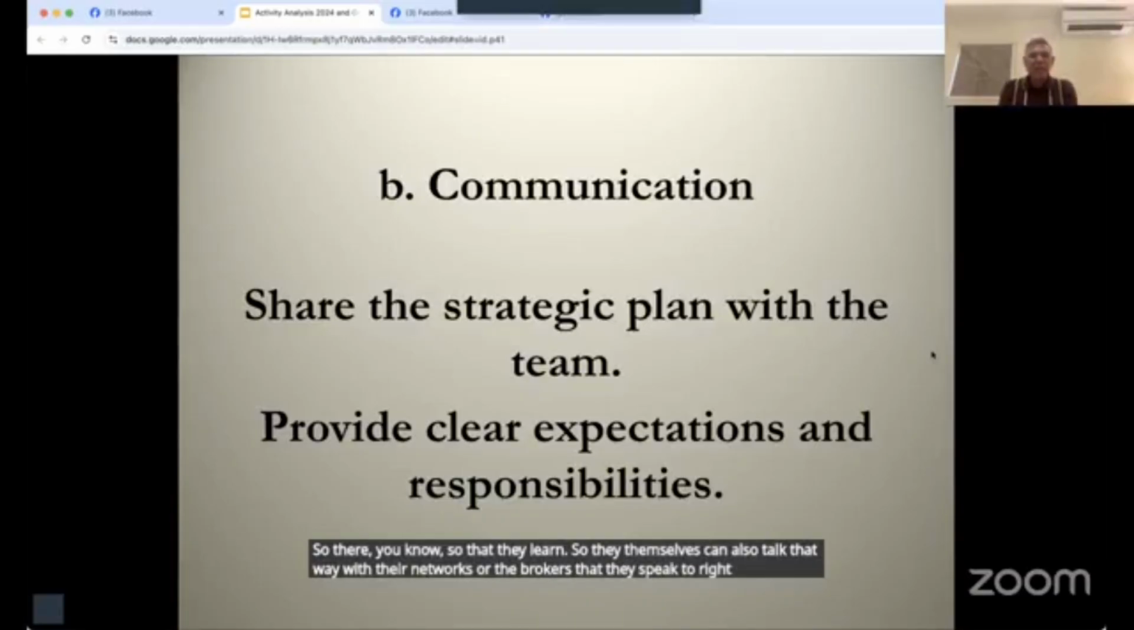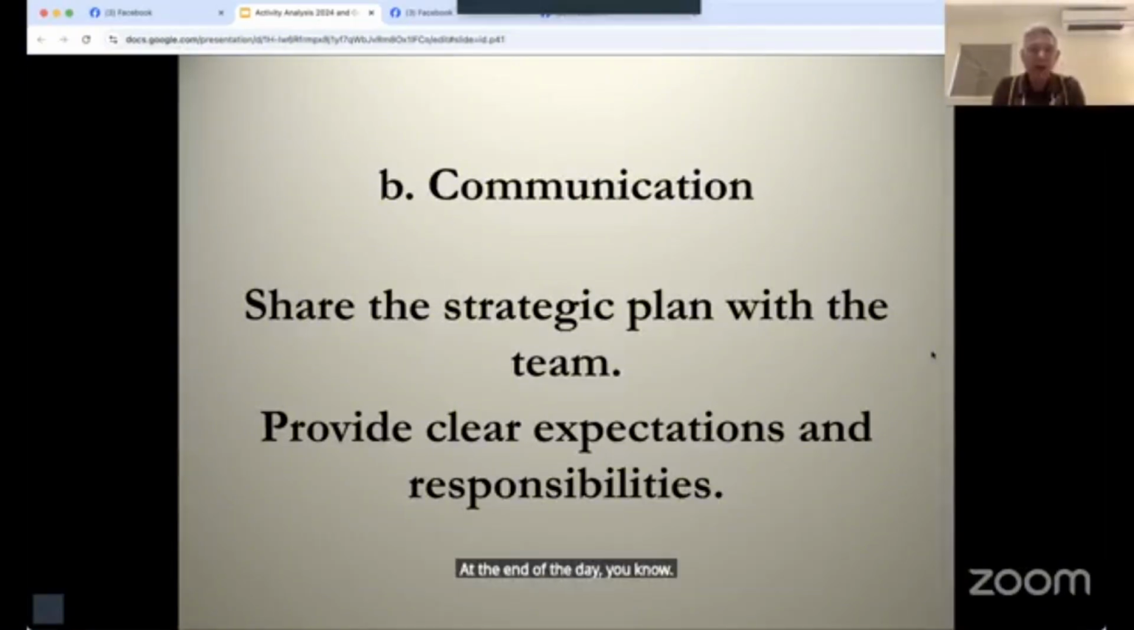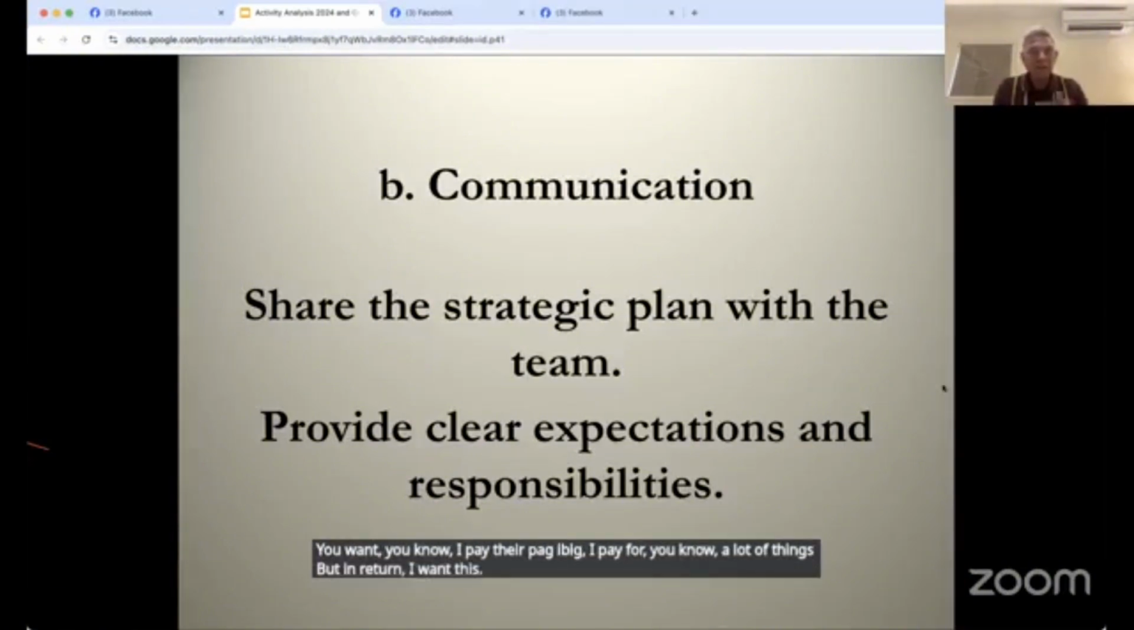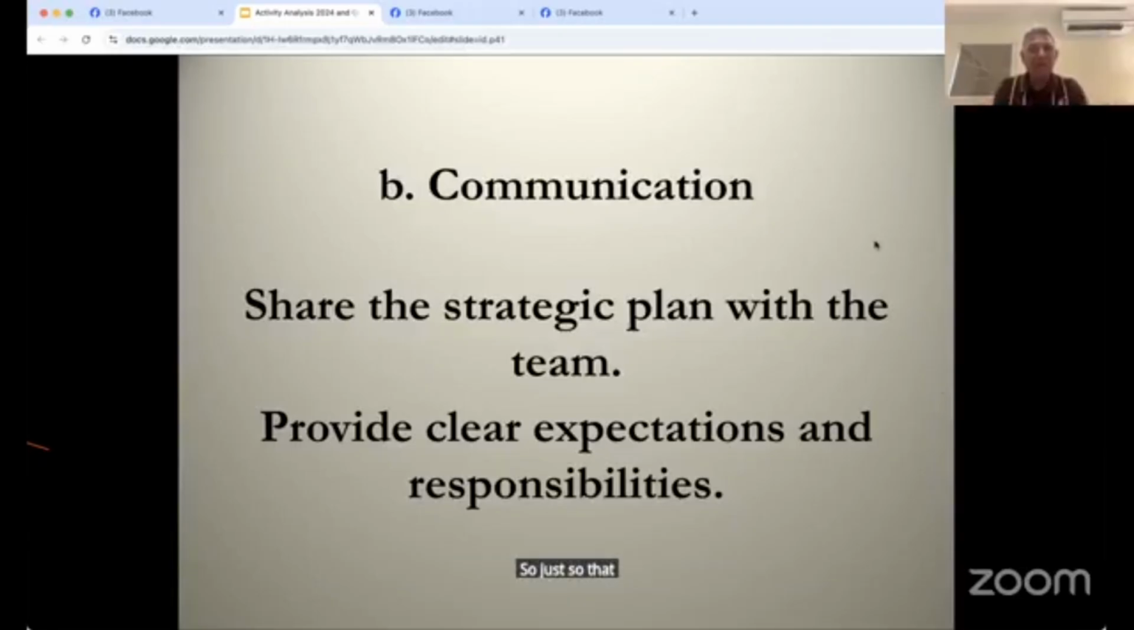Provide clear expectations and response. So I'm very clear with that. So we want the numbers. At the end of the day, you want your house paid in 3 years. This is what it takes. We do the numbers. Okay, you want your bonus this much. I pay their Pag-IBIG. I pay for a lot of things. But in return, I want this. So that there's expectations on both sides, right? They know what they're going to get from what I give, and vice versa. Nice. Next slide.